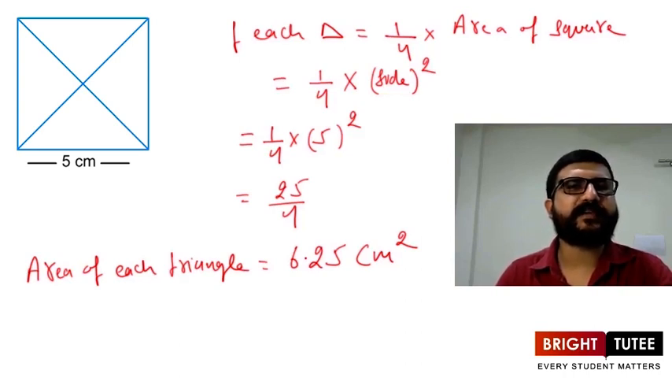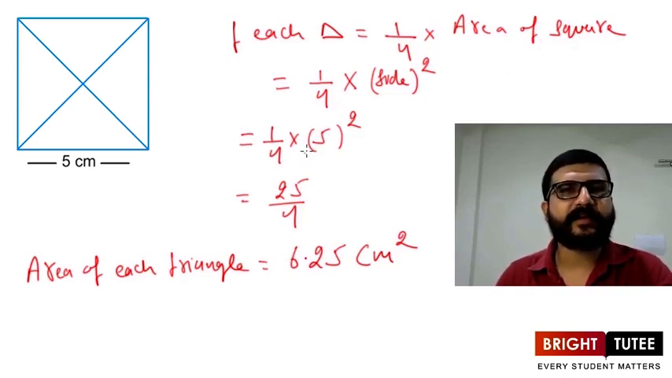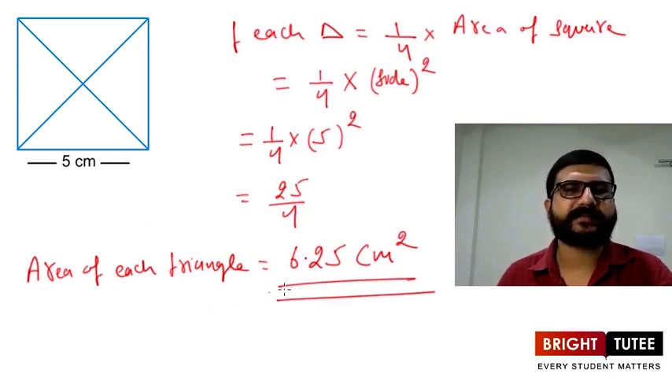So what we did here, we have taken one square and divided it into 4 congruent triangles along the diagonals of the square, and from there we got area of each triangle will be equal to 1 upon 4 of area of square. And area of square we can find using the formula that it is equal to side square. So we got area of each triangle which is equal to 6.25 square centimeters.